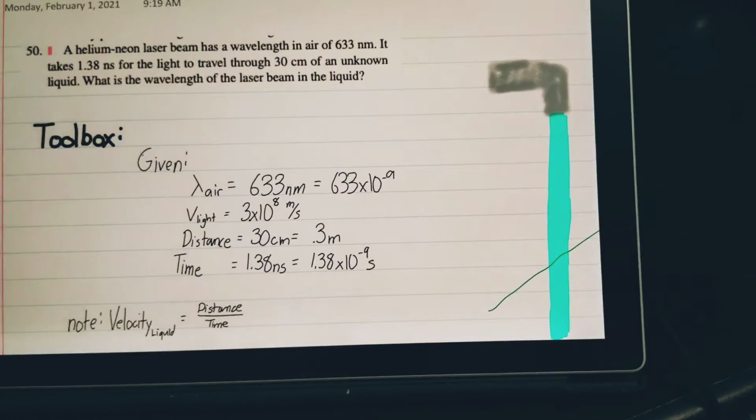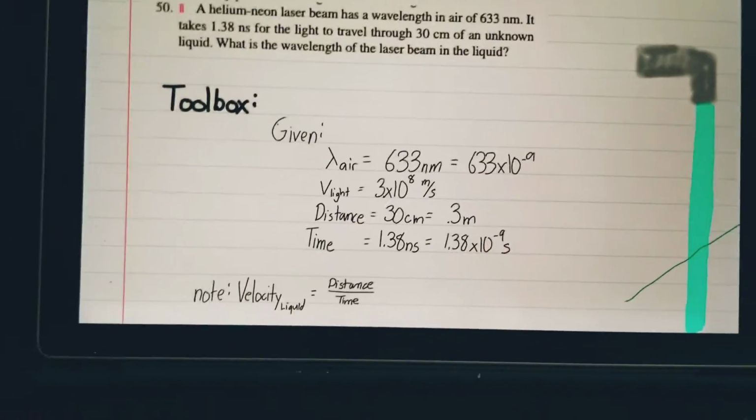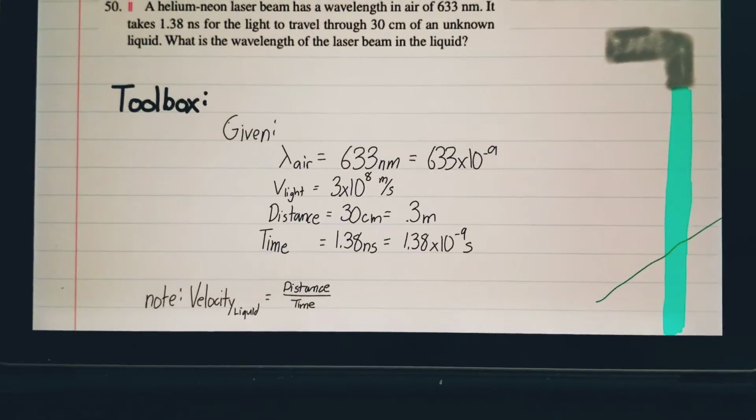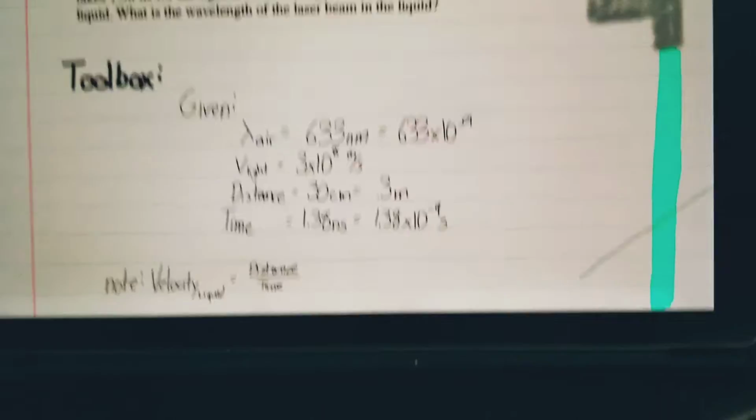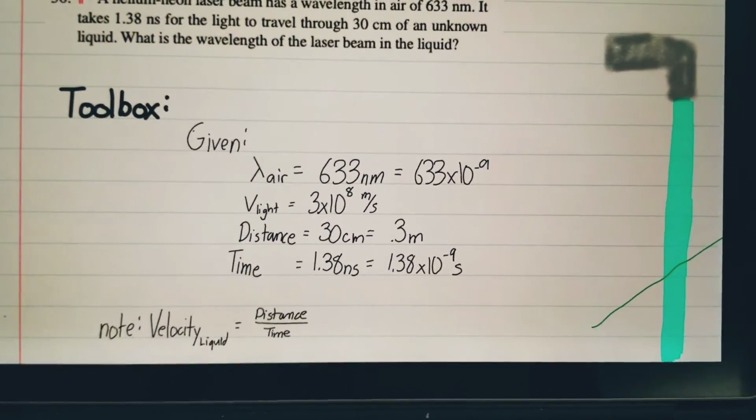And we also know that the time it takes for light to go through that liquid is 1.38 nanoseconds, or rather 1.38 times 10 to the negative 9 seconds. Now that we have all our given toolbox values converted and ready to use, we can start the problem.